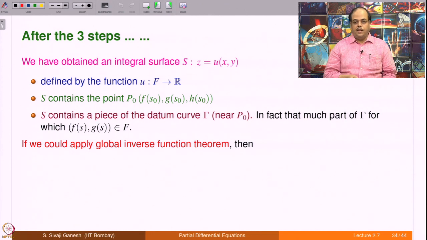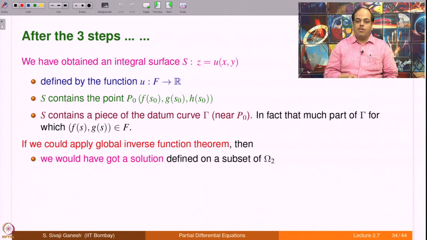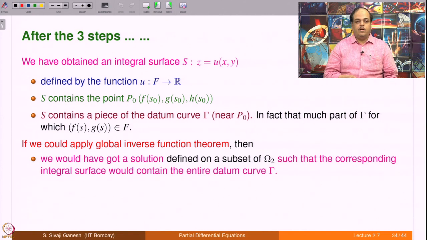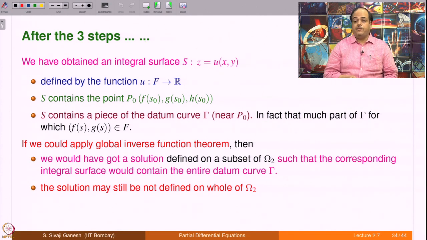If there is a global inverse function theorem and you could apply it, then we would have got a solution defined still on a subset of omega 2, but that would have contained the entire datum curve gamma. That integral surface would contain the entire datum curve gamma. The solution may still not be defined on the whole of omega 2. This local versus global, we have to be very, very careful. What we have been dealing with is looking at a point on the datum curve and showing that a surface exists nearby which is an integral surface. That means we are discussing something local with respect to the datum curve. And if you say global inverse function theorem, it must be giving global with respect to the datum curve, but not with respect to the domain. More on this we will see in a future lecture. There are two different concepts: local with respect to the datum curve, and local with respect to the domain omega 2.